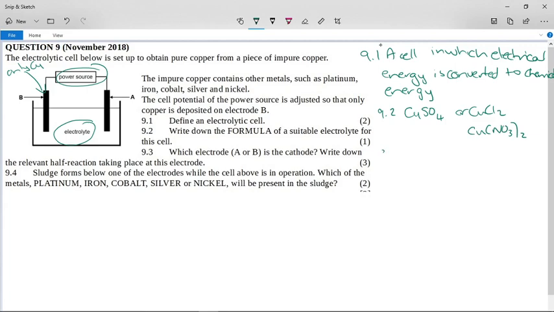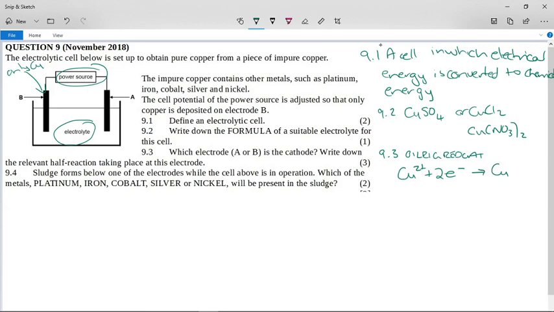Now it says which electrode, A or B, is the cathode. Write down the relevant half reaction taking place at this electrode. Remember, I always tell you, oil rig, red cat. Reduction occurs at the cathode. What is reduction? Reduction is gain of electrons. So I need something to gain electrons. What will gain electrons here? Copper ions will gain electrons and go to copper metal, because that's what we want to do.